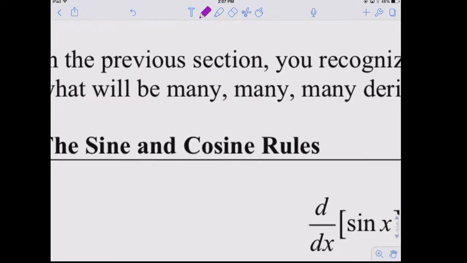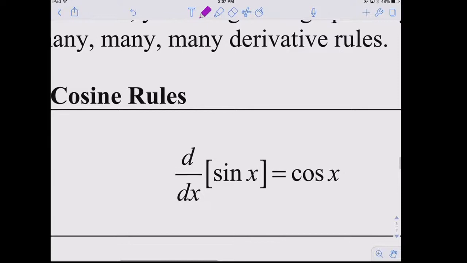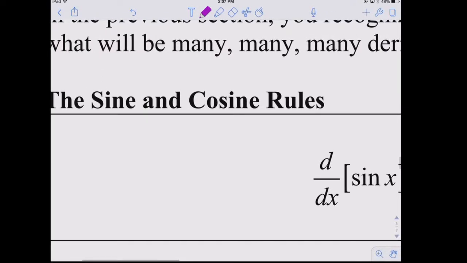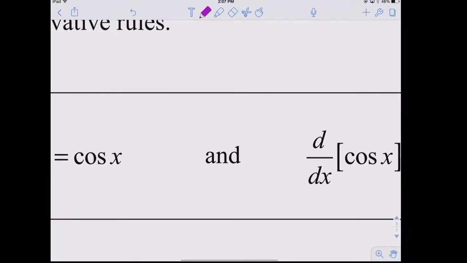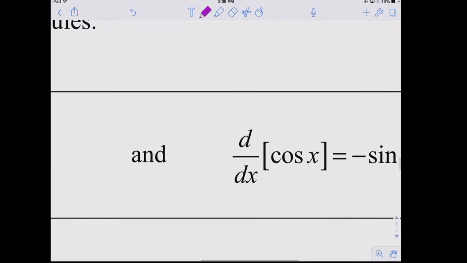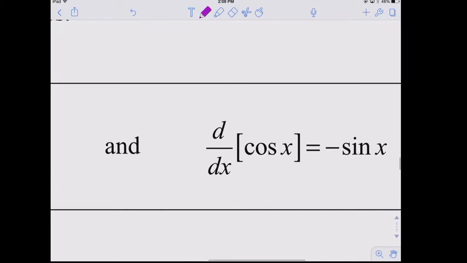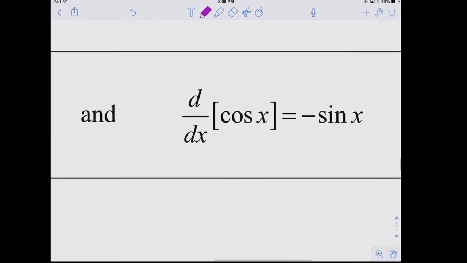The derivative of sine is, guess what? It's cosine. The derivative of sine is what? Cosine. Okay. Guess what the derivative of cosine is? Sine would be a great guess, but no, it's, in fact, negative sine. The derivative of sine is cosine, but the derivative of cosine is negative sine.